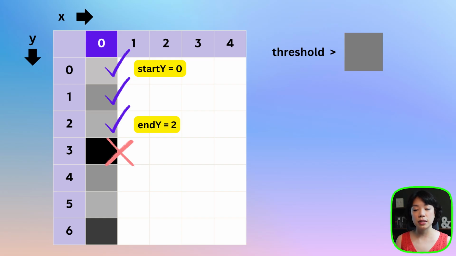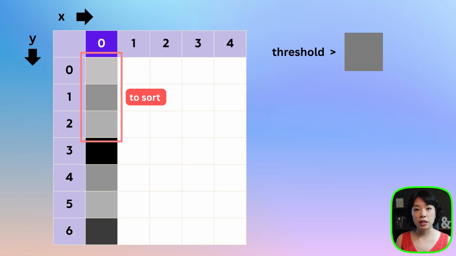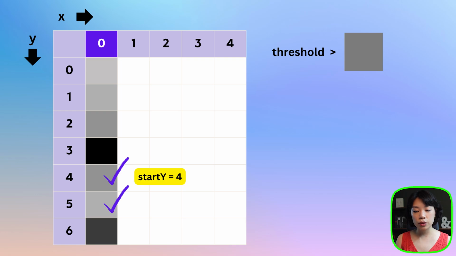y location as end y. And then once we have the sections that we need to sort, we basically will be sorting them using the built-in JavaScript function sort. And then we replace the original segment in the image with the sorted pixel values. And then we continue down the column to see if there are more sections that we need to sort. And that's it.